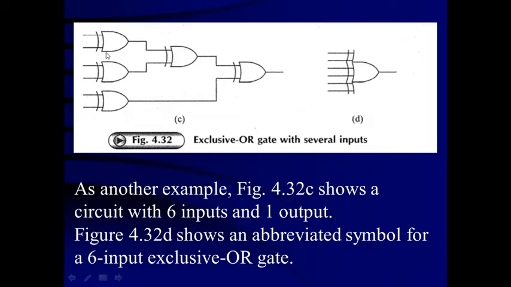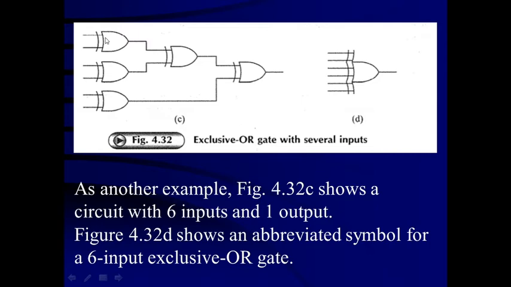This will be the 6 input exclusive OR gate. Another example, figure 4.32c shows a circuit with 6 inputs and 1 output. Figure 4.32d shows an abbreviated symbol for 6 input exclusive OR gate. So you can see that here exclusive OR gate input side is extended and there are 6 lines which indicate this is 6 input exclusive OR gate.